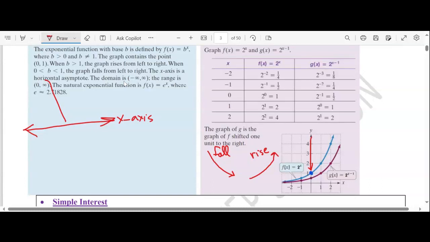The domain is always from negative infinity to infinity. The domain is always the x-axis, correct? So if the graph is going like this, you see, it's going from negative x, which is negative infinity, to positive infinity. Can you see that? Is this clear? Okay.